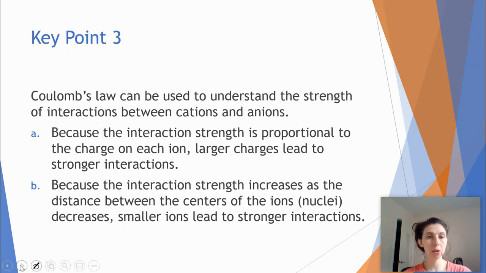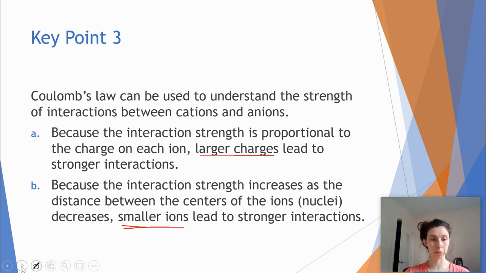Key point 3: Coulomb's law can be used to understand the strength of interactions between cations and anions. Because the interaction strength is proportional to the charge on each ion, larger charges lead to stronger interactions. And because the interaction strength increases as the distance between the centers of the ions decreases, smaller ions lead to stronger attractions. So the key here is that the larger charge, so if we have an ion with a +2 charge versus an ion with a +1 charge, a larger charge leads to stronger attractions, and smaller ions, a smaller radius, lead to stronger attractions.